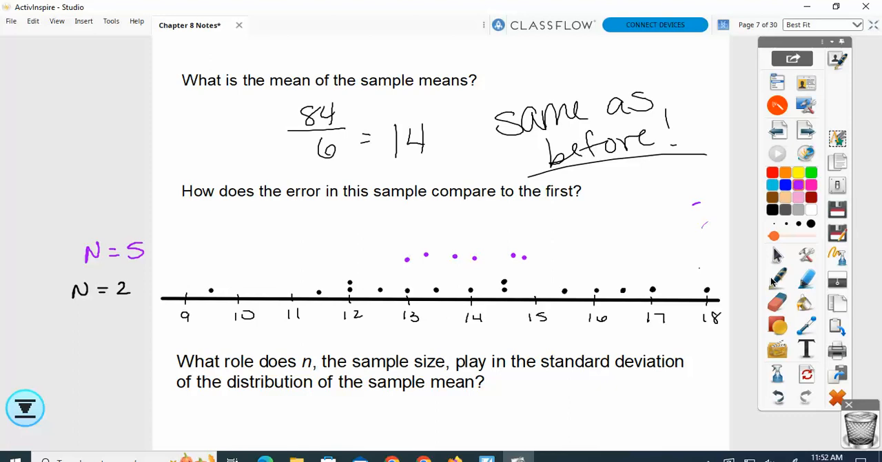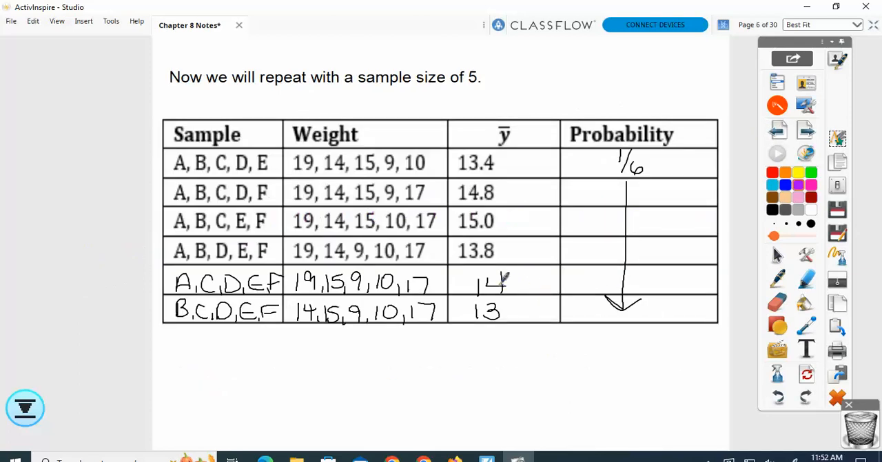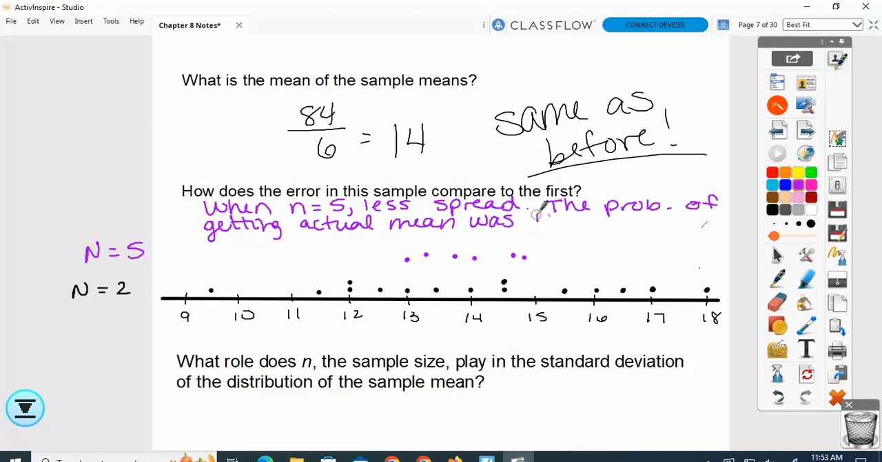So what would you say? How would you compare? What could we say about this? When the N was 5, there was less spread. The probability of getting the actual mean, what was the probability of getting 14? 1 in 6, versus with the other one we got 1 in 15.